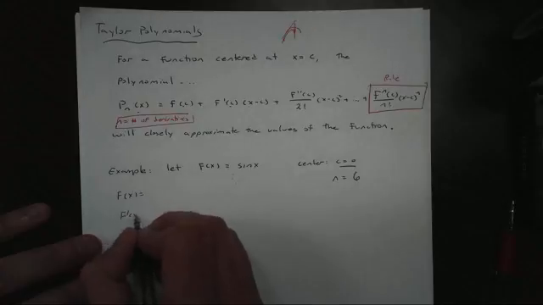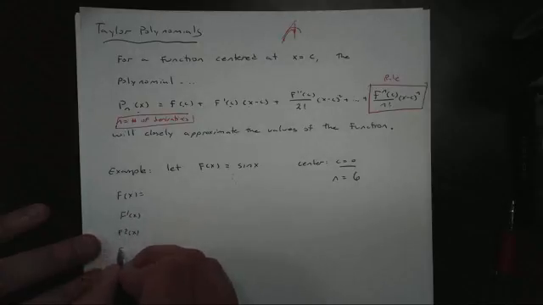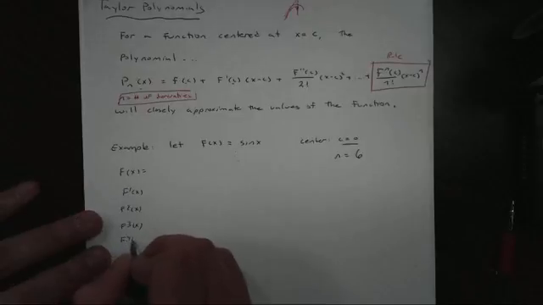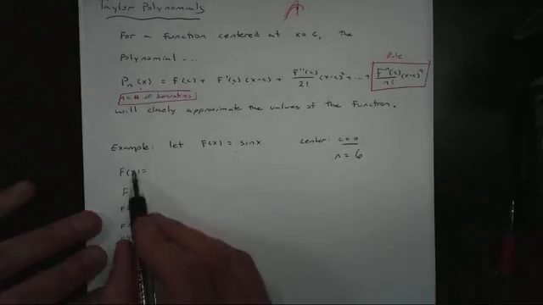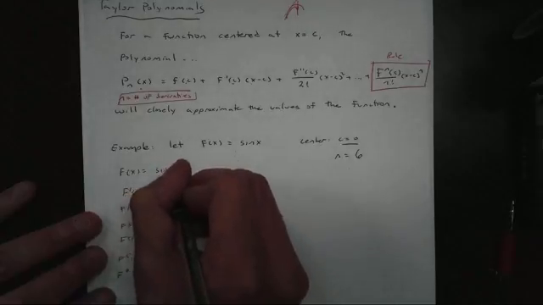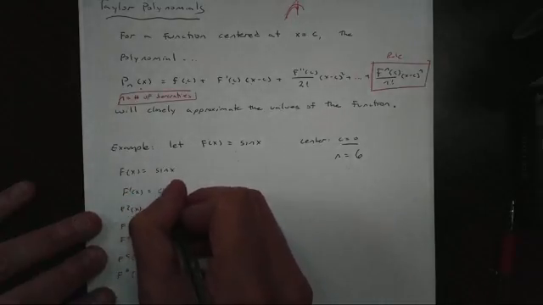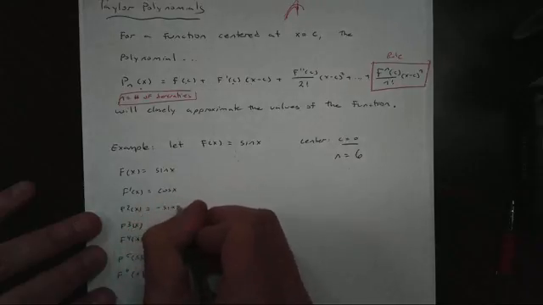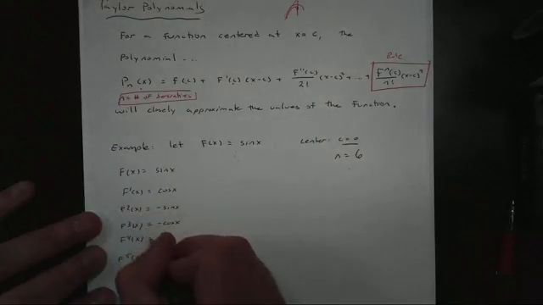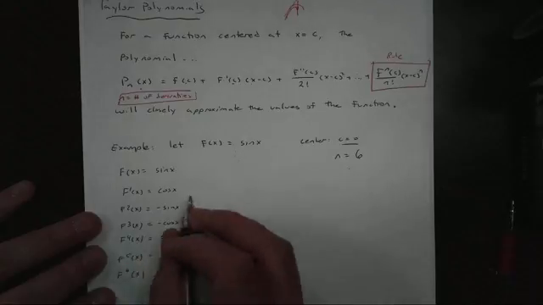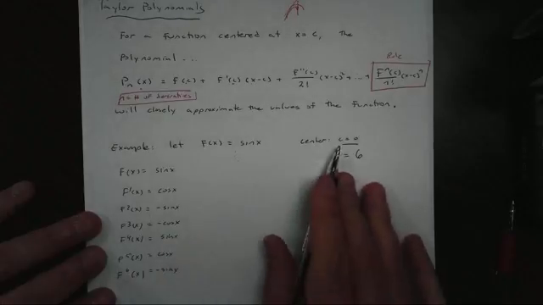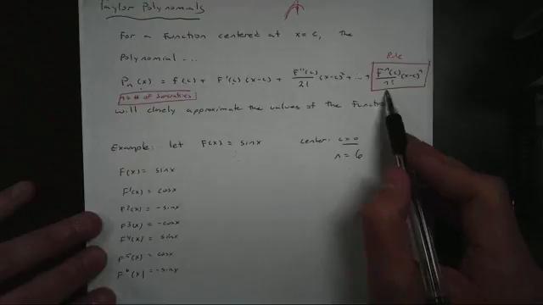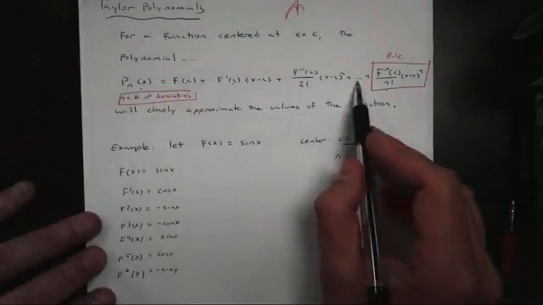I'm just going to take derivatives. Now, remember, n is the number of derivatives. We're starting with the 0th derivative of the function, which is just sine of x. And I just keep going. The derivative of sine is cosine, then negative sine of x, negative cosine of x, sine of x, cosine of x, and negative sine of x. Now, what I'm going to do here is use my rule.